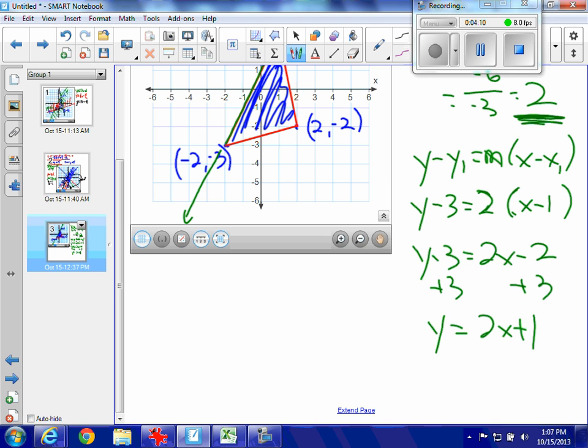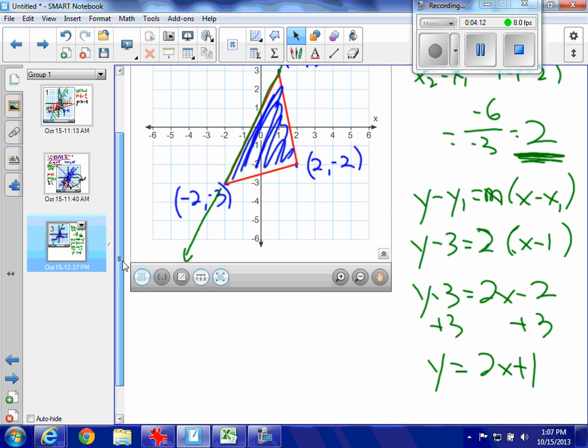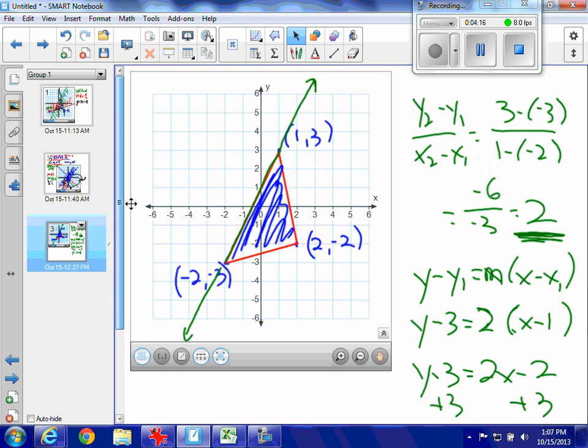So now it's in slope-intercept form. And sure enough, there's my y-intercept at +1, slope of 2. I'm happy with the equation of that line. Are you happy with the equation of that line? Yes. Okay. All right.